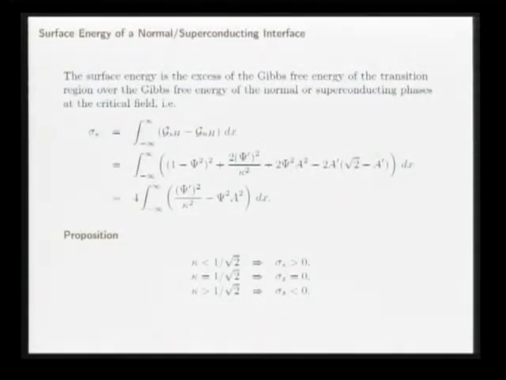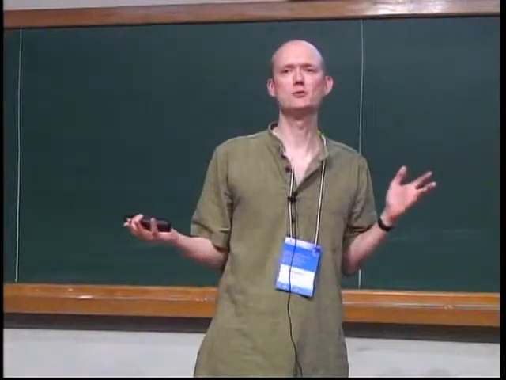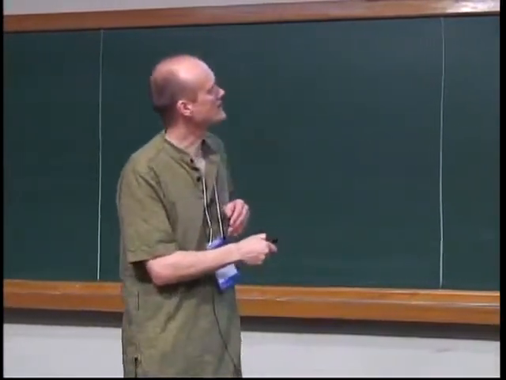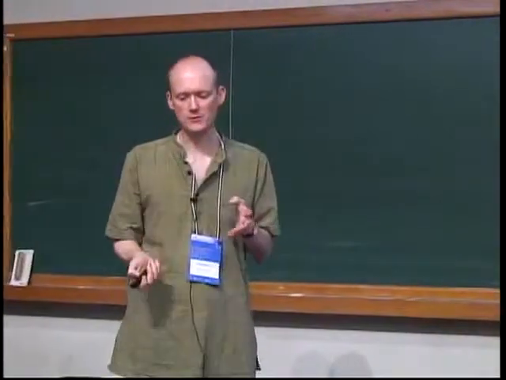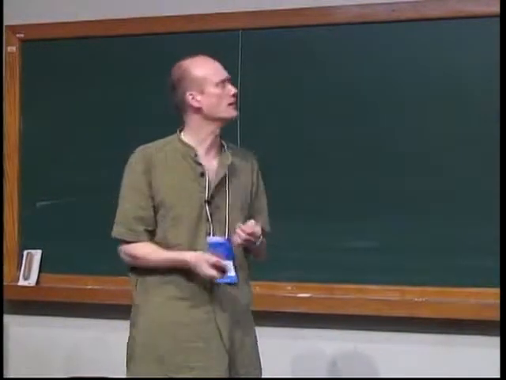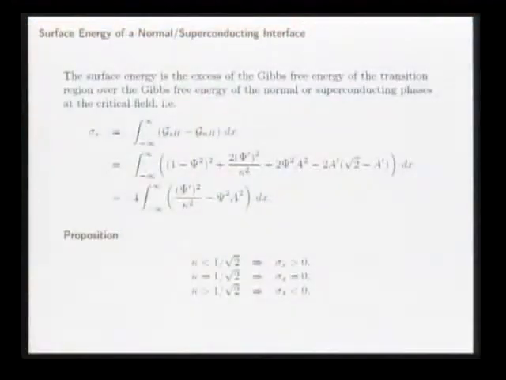So Ginsburg and Landau's idea in their original paper was just to show that this energy was positive. And it turns out it's only positive for certain values of this Ginsburg-Landau parameter. In particular, this parameter has to be less than 1 over root 2 for this surface energy to be positive. The surface energy is equal to 0 if kappa is 1 over root 2. And if kappa is greater than 1 over root 2, then this surface energy is negative.